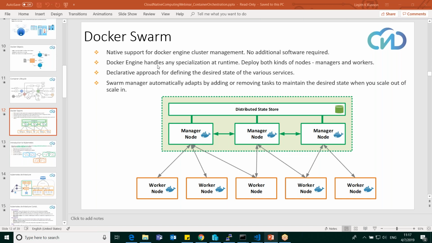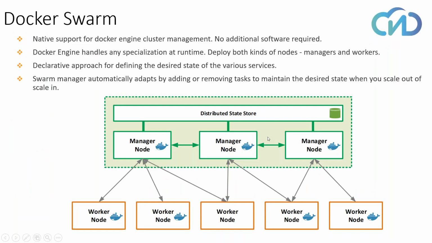So Docker has an inbuilt functionality called Docker Swarm. With one command line, we can convert the node to the master, and you can also make other nodes join using a token. On a high level, we have the manager node and the worker node, right?